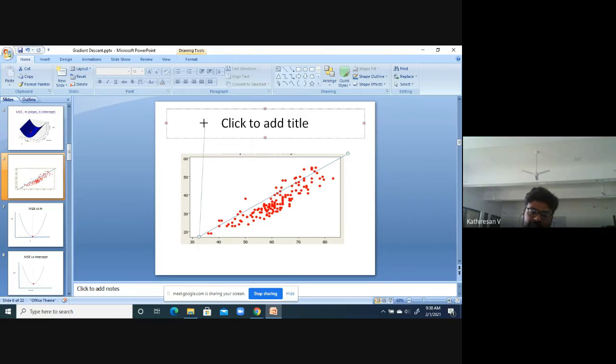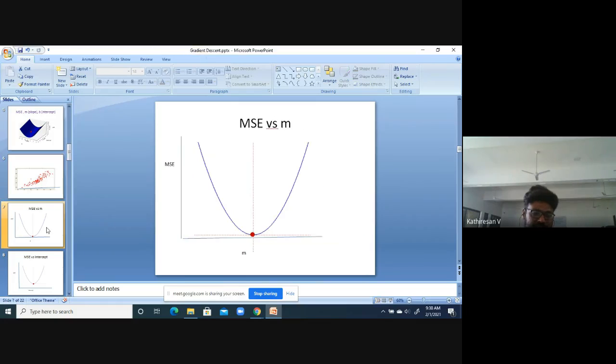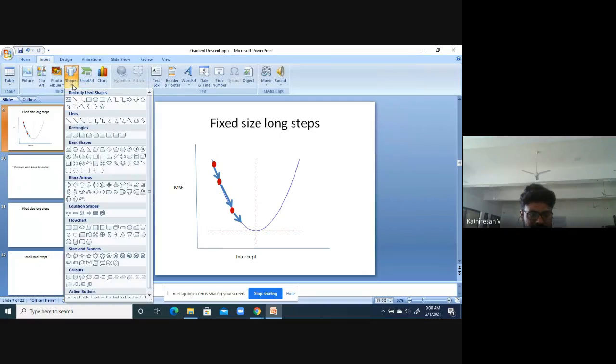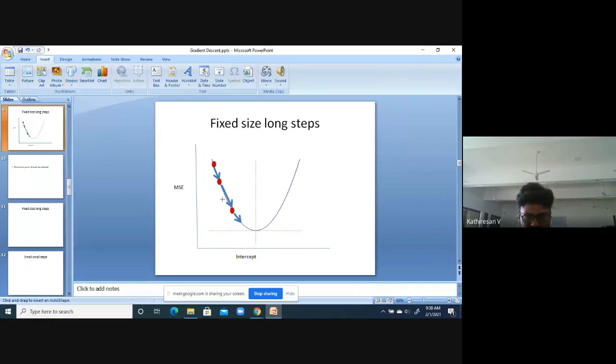What will happen in taking a long step? See, you are calculating MSE here, MSE here. If you take a long step, you may take a step like this, from here to here.